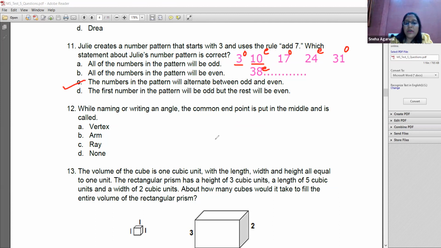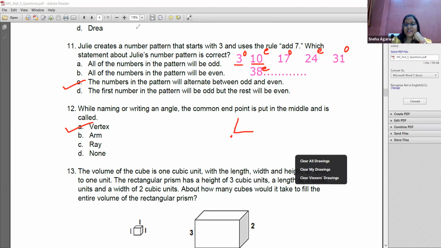Next, while naming or writing an angle, the common end point is put in the middle and is called. Okay, when you're naming an angle, the common end point is put in the middle over here. And tell me, what is this point known as? When you're writing anything in the middle over here, this is called vertex. Yes, that's correct. Good. Next, guys, next.